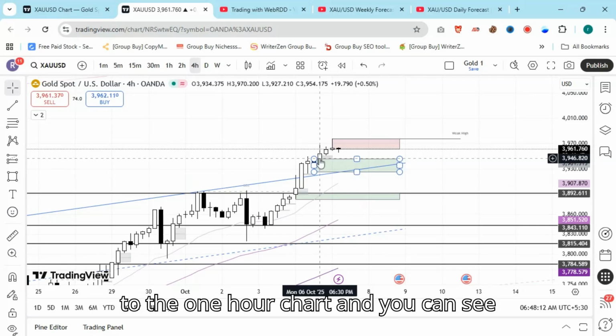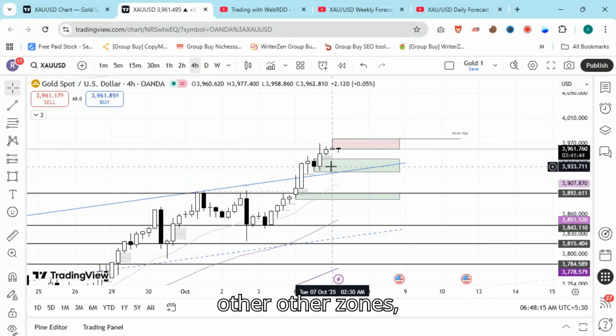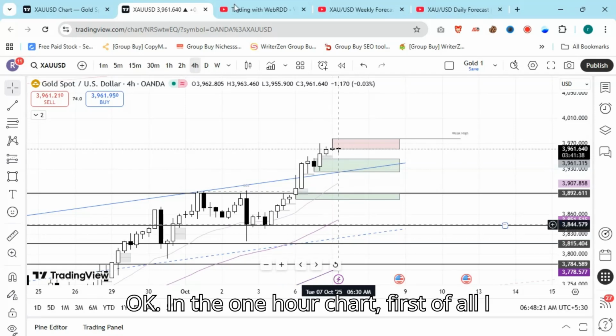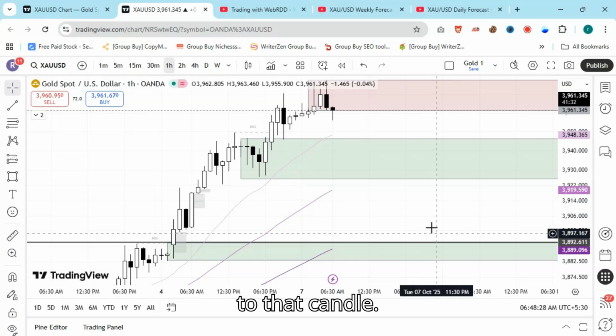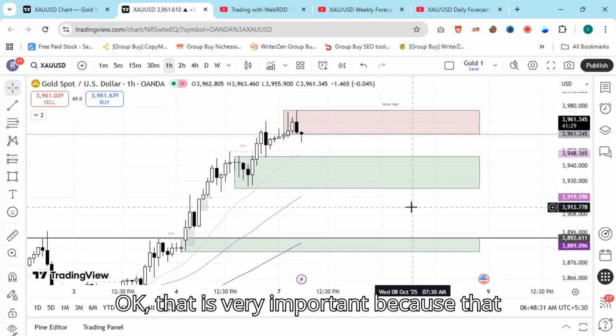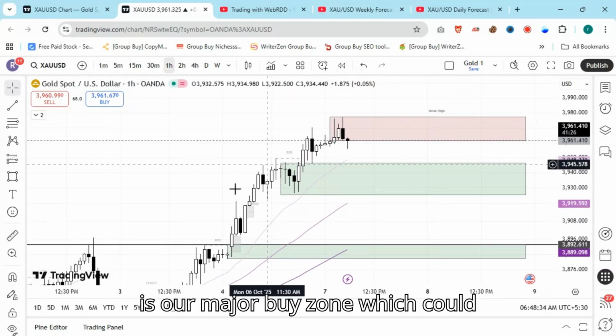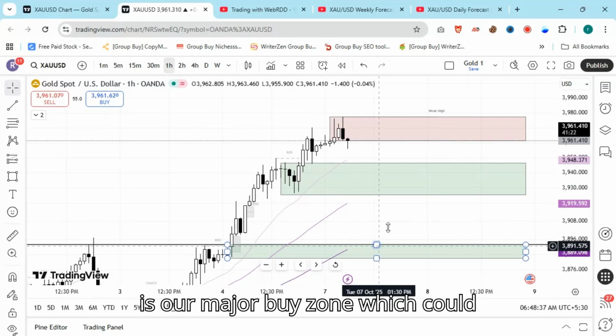Now I'm going to the 1-hour chart, and you can see other zones. Okay. In the 1-hour chart, first of all, I would like to readjust this zone to that candle. Okay, that is very important because that is our major buy zone, which could occur.